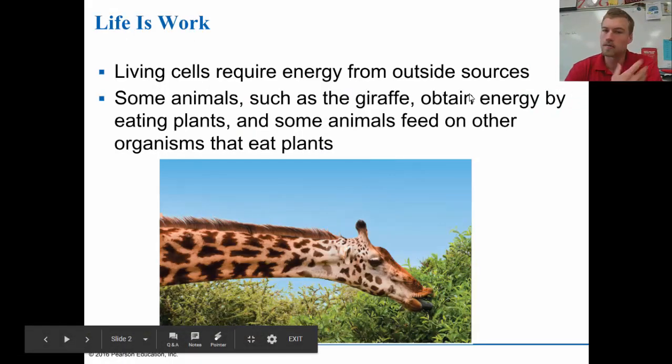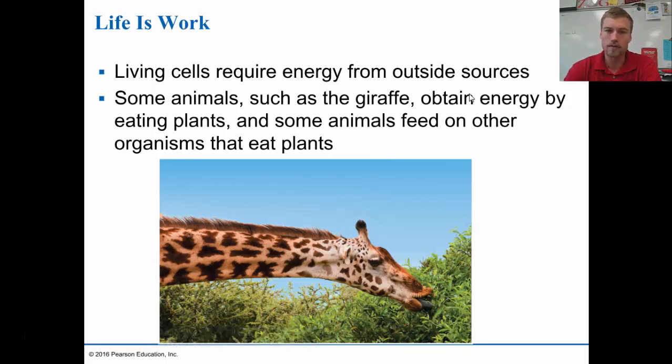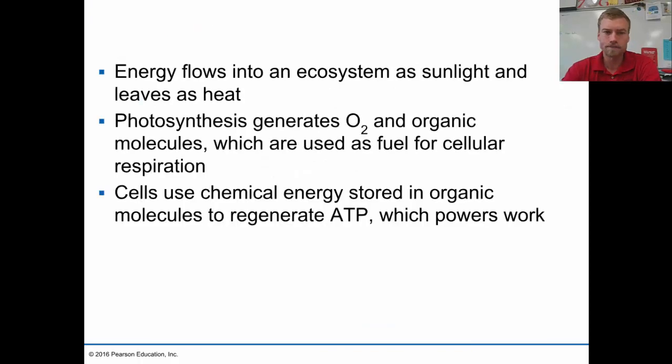To begin with, living cells require energy. We talked about that before. Cells have to come back to the fact that entropy is always increasing, and because of that, they have to constantly be bringing in energy. The strategies for that differ for different organisms, but all organisms need to acquire energy.